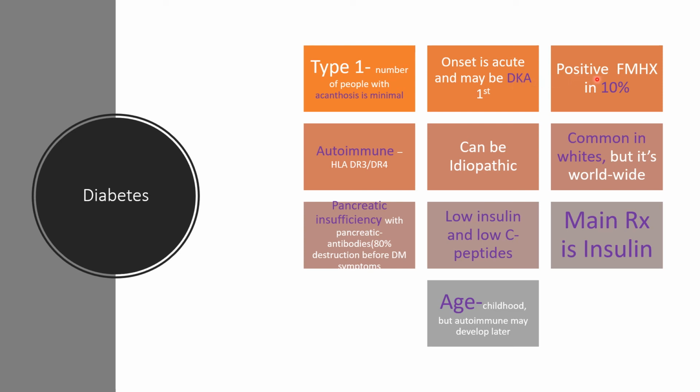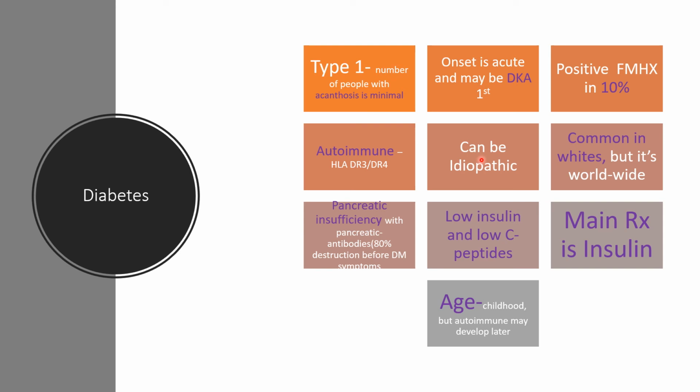Here, positive family history is not such a strong factor, but still possible. So about 10% could be linked to family history. Here, autoimmune conditions will be highly recognized, or it might be majorly due to autoimmune conditions. HLA, DL3, DL4.